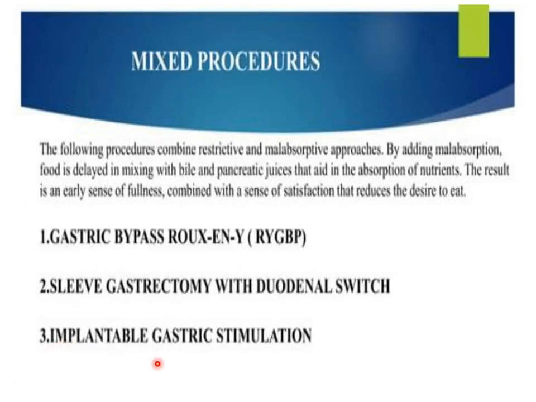The mixed procedure. The gastric bypass Roux-en-Y has a certain abbreviation that is commonly used. Try to memorize it: RYGBP. This is the most common type of bariatric surgery. Then the sleeve gastrectomy with a jejunal switch, which is also common but not like the sleeve gastrectomy, and implantable gastric stimulation.